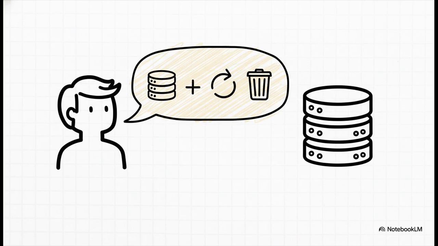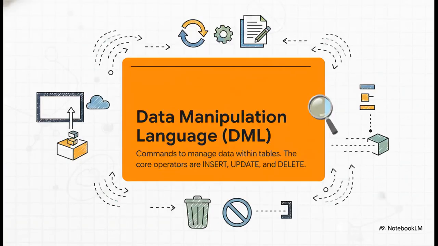You're giving these commands every single day. You just might not know the name for it yet. That language is called DML. So what is DML? It stands for Data Manipulation Language, and it's pretty much the core set of verbs for managing the actual stuff inside a database. It really all boils down to 3 key actions. Insert, to create something new, update, to change something that's already there, and delete, to get rid of it. So let's follow a piece of data through its entire life cycle to see exactly how this works.